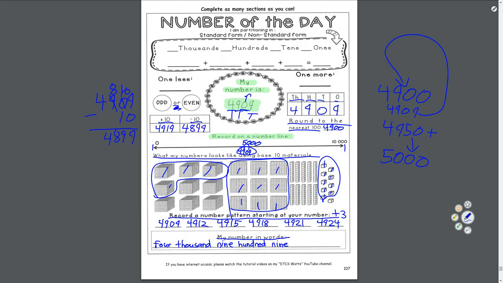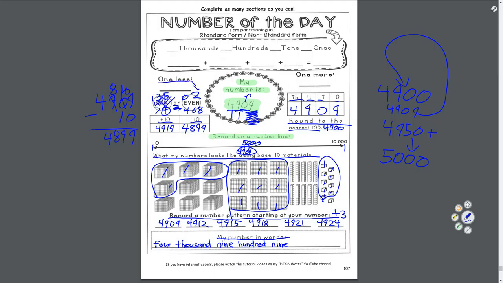4,899. Odd or even? Odd numbers end with 1, 3, 5, 7, or 9. Even numbers end with 0, 2, 4, 6, or 8. Our number ends with a 9, so it's odd. Put some check marks in there.